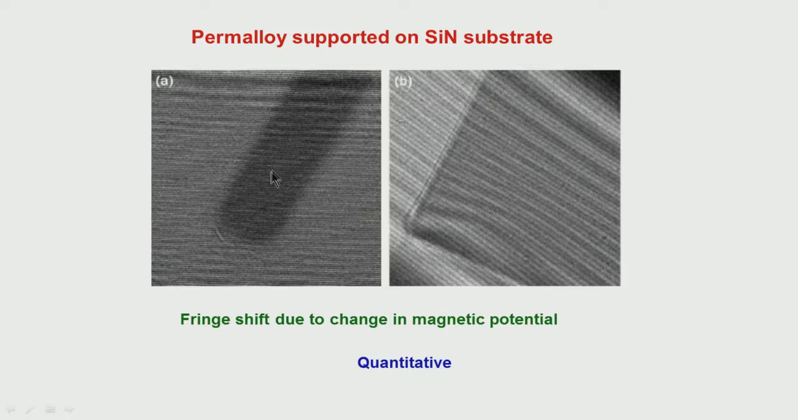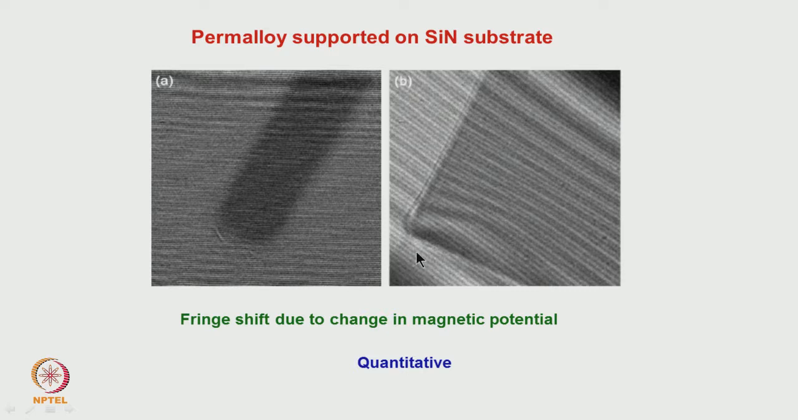If the sample is a magnetic material, then what is going to happen? This is a particular case where a permalloy sample is supported on a silicon nitride substrate. Here again we can see in the holographic image that there is some bending of these bands. These fringe shifts are taking place because of the magnetic nature of the material, or how the magnetic domains are distributed. What is important to realize is that in Lorentz microscopy we used to get information about the distribution of magnetic domains.